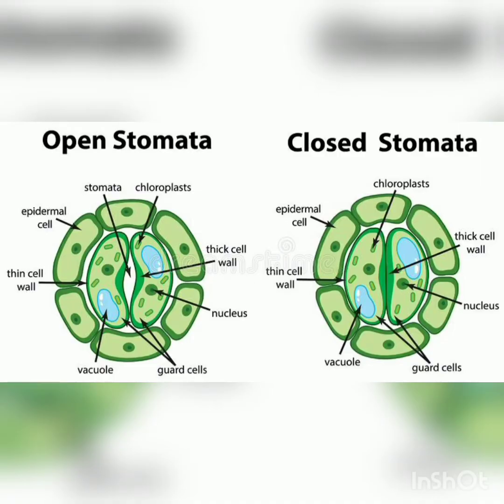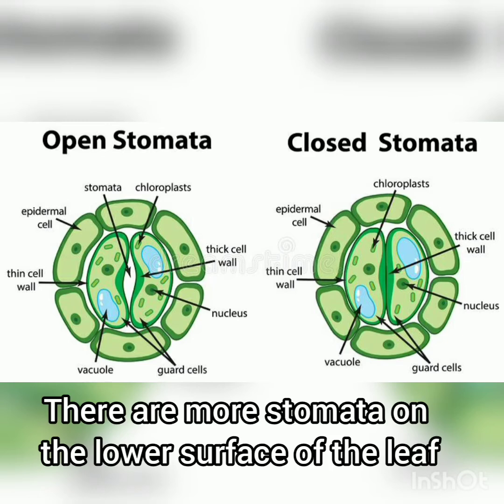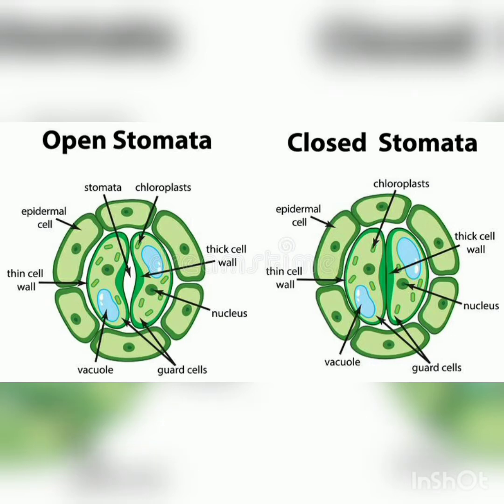Let's discuss how respiration occurs through the leaves. Leaves and young green stems have pores on them. These pores are called stomata. The exchange of gases takes place through these stomata. There are more stomata on the lower surface of the leaves. Oxygen and water vapor leave the plant through the stomata while carbon dioxide enters through them.